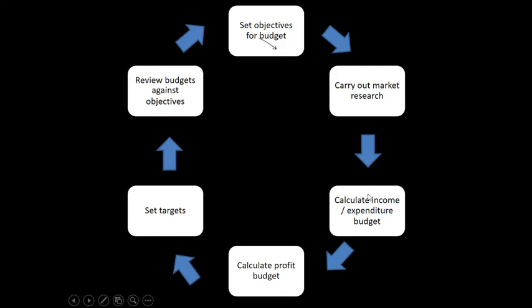So if we know how much we're going to get in and how much we're targeting on spending, then we should be able to estimate what our profit budget is. We can then set targets for different departments, different people, make them responsible for earning that revenue or spending that money. And then we'd review our budgets against our objectives, and the cycle starts again. The review stage is really important. It's an opportunity to say, well, was this budget set accurately? What do we need to do in the future to improve that next time?